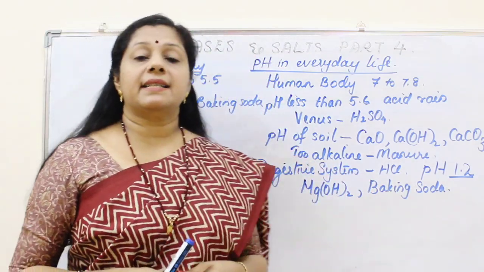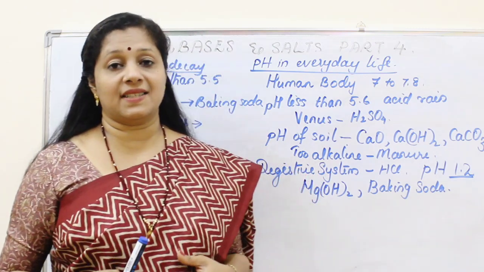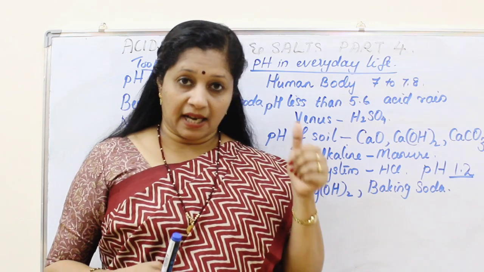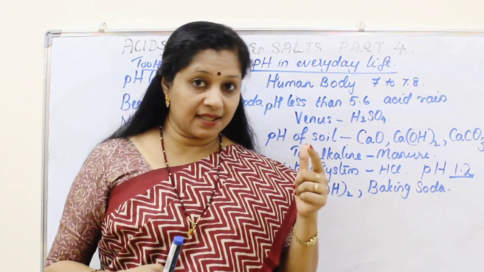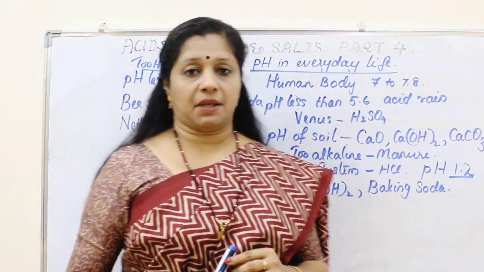Then coming to our digestive system, we know we have a strong acid, hydrochloric acid, inside our digestive system. So gastric juice is a mixture of 3 compounds. Which are they? Hydrochloric acid, mucus and pepsin, right? So altogether the pH is 1.2 in our stomach.